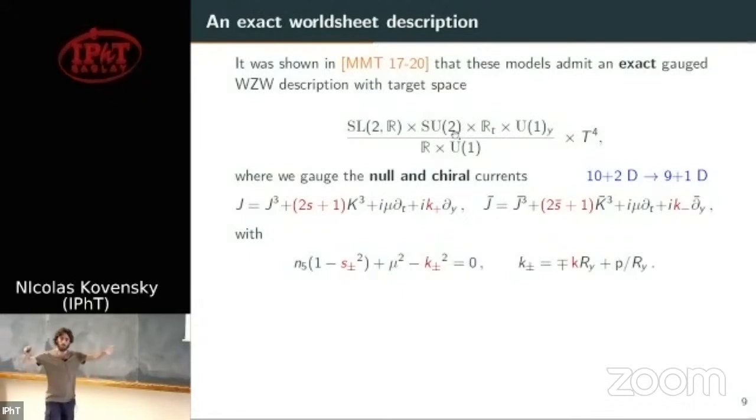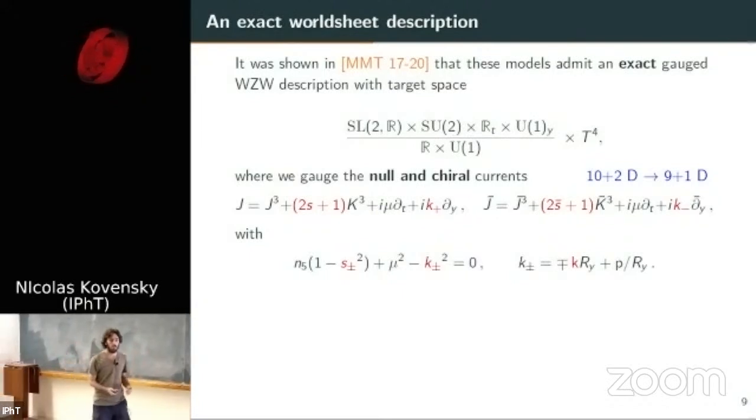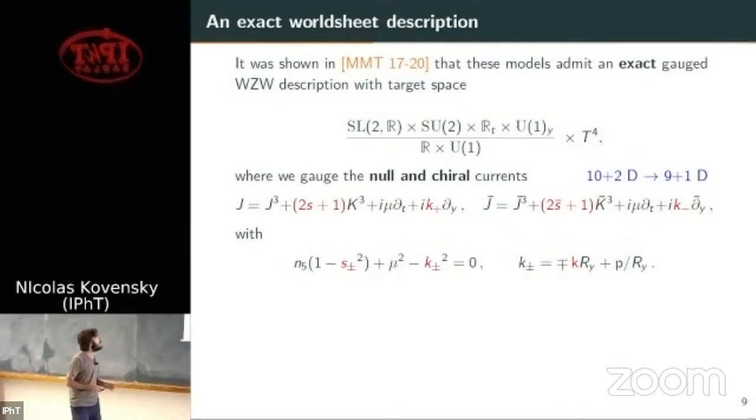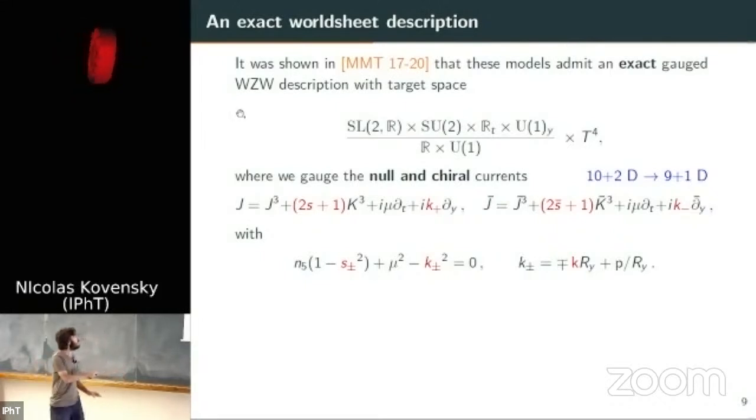And you start from these 12 dimensions, and then you gauge away 2 of them in order to go back to the physical 10 dimensions of string theory. And why it's done here is that what you gauge are 2 chiral, both chiral and null currents. So you take J3 and K3 here, which are the Cartan currents in SL2 and SU2, and then you combine them with the T and Y derivatives of these extra T and Y directions, and you gauge some linear combination of them on the right and some linear combination of them on the left.